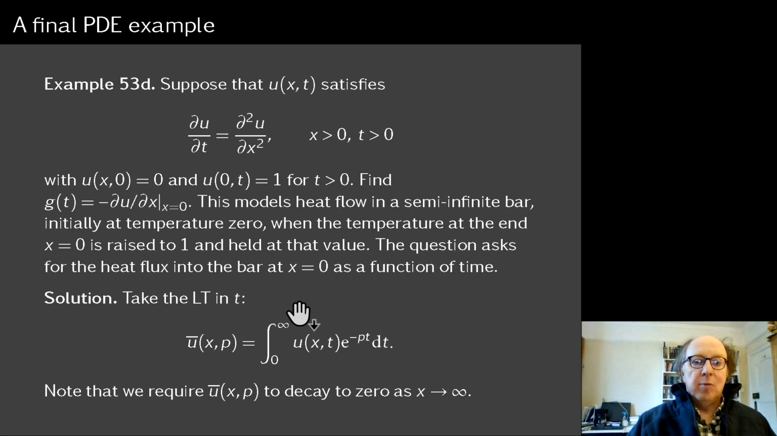So how do we do this? We take the Laplace transform in t, so we define u bar of x and p like we did for the wave equation, the integral 0 to infinity u of x and t e to the minus pt dt, so we're integrating in t, and we require this to decay to 0 as x goes to infinity because we started off with 0 heat in this bar, and you can't get the temperature at infinity to get up to any value other than 0 in a finite time. So we want u bar to decay to 0 at infinity because u goes to 0 at infinity as well.